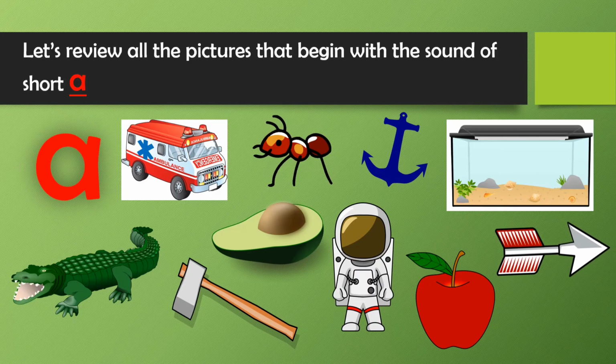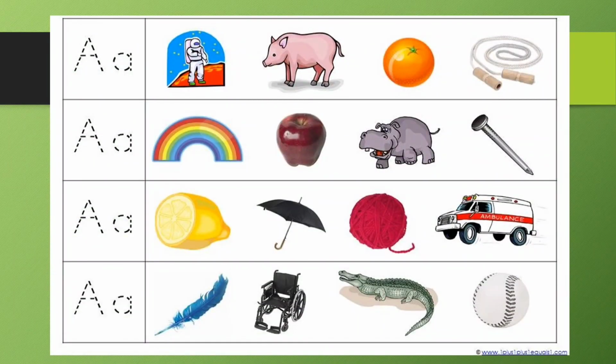Again, it's the short A sound. A. Let's study the picture, which has A sound. Astronaut. Apple. Ambulance. Alligator.